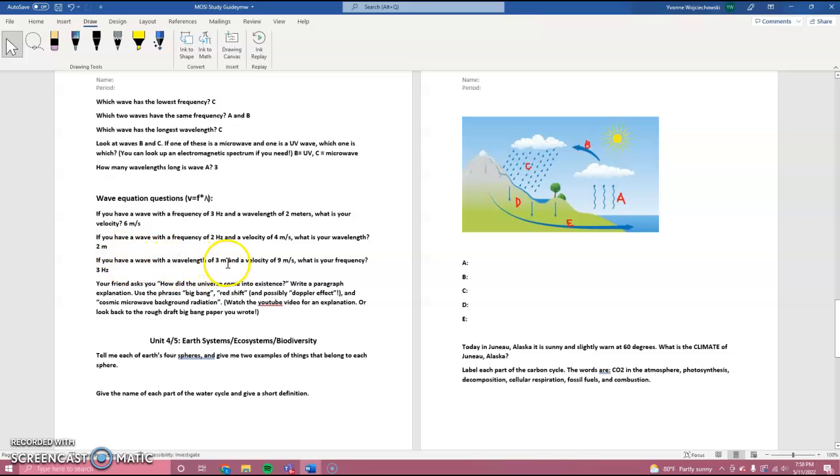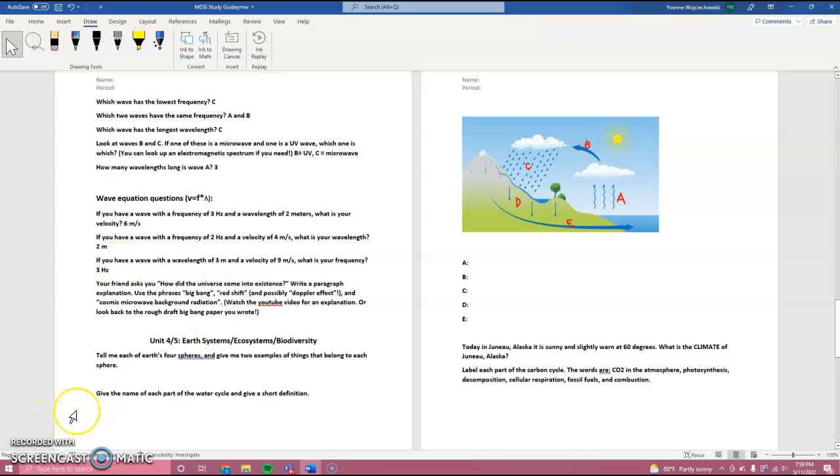If you have a wave with a wavelength of 3 meters and a velocity of 9 meters per second, what's your frequency? Again, we are dividing both sides by the wavelength this time because we're trying to solve for our frequency. F equals V over lambda. We have our V of 9 over our wavelength lambda of 3. 9 divided by 3 is 3 hertz. That is the unit for frequency.